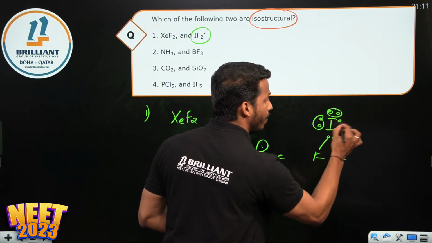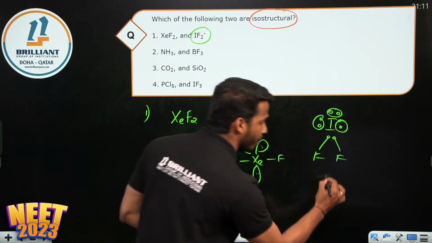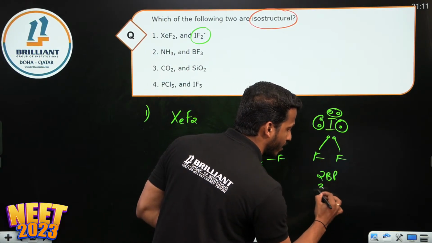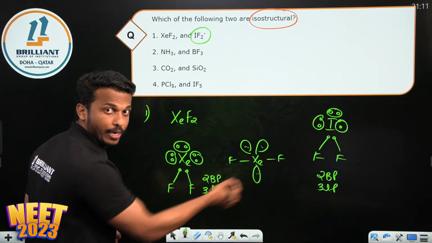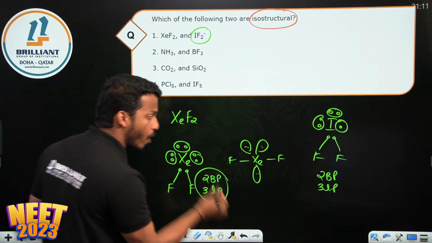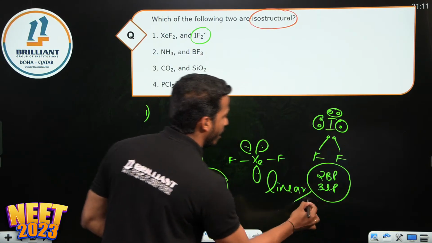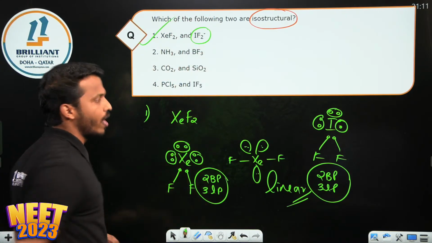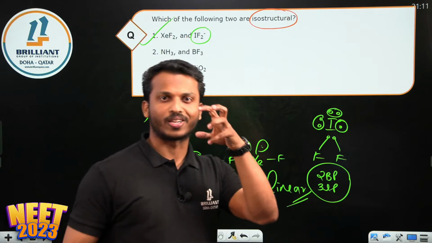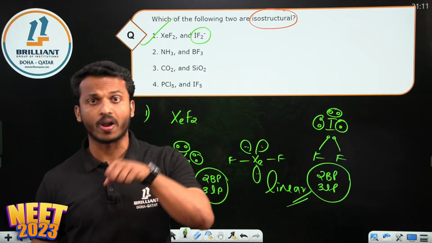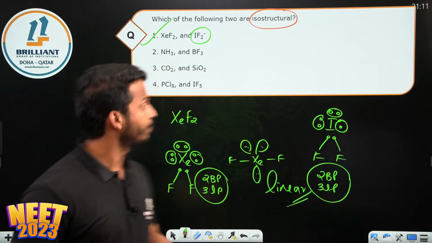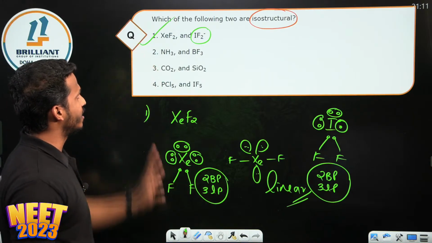So dear all, tell me, how many bond pairs and lone pairs? There are 2 bond pairs and 3 lone pairs. See, same situation: 2 bond pairs, 3 lone pairs. So their structures are the same. Linear is their shape. Yes, option 1. They are isostructural. Isostructural means they have the same structure. Option A is the correct answer.